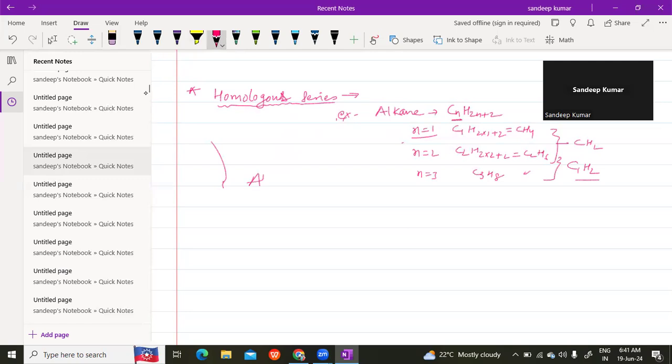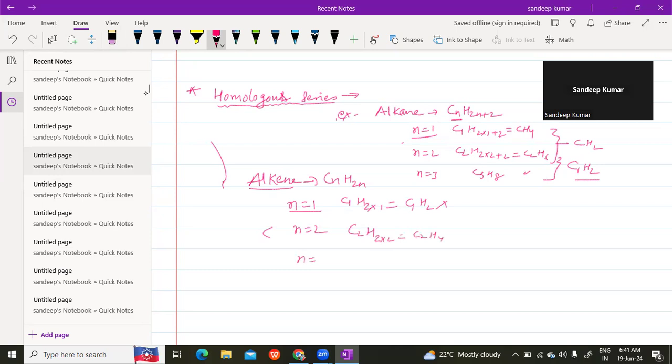How is it? Alkene formula, you see. Alkene formula is CnH2n. Put n is equal to 1, so we will get C1H(2 into 1), that is equal to CH2. Actually, the first member of alkene does not exist. So you take n is equal to 2. We'll get C2H(2n means 2 into 2), that is equal to C2H4.